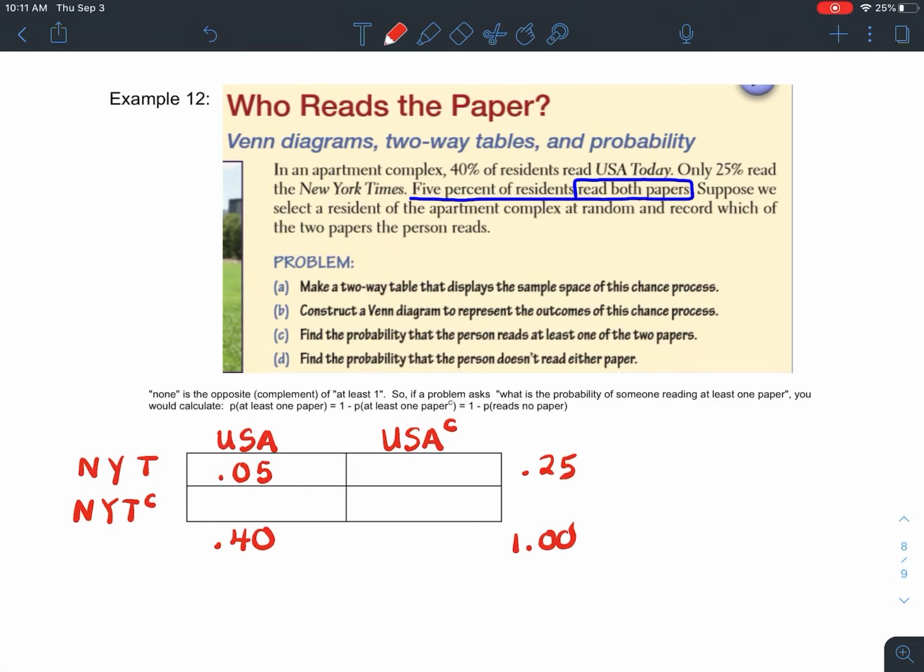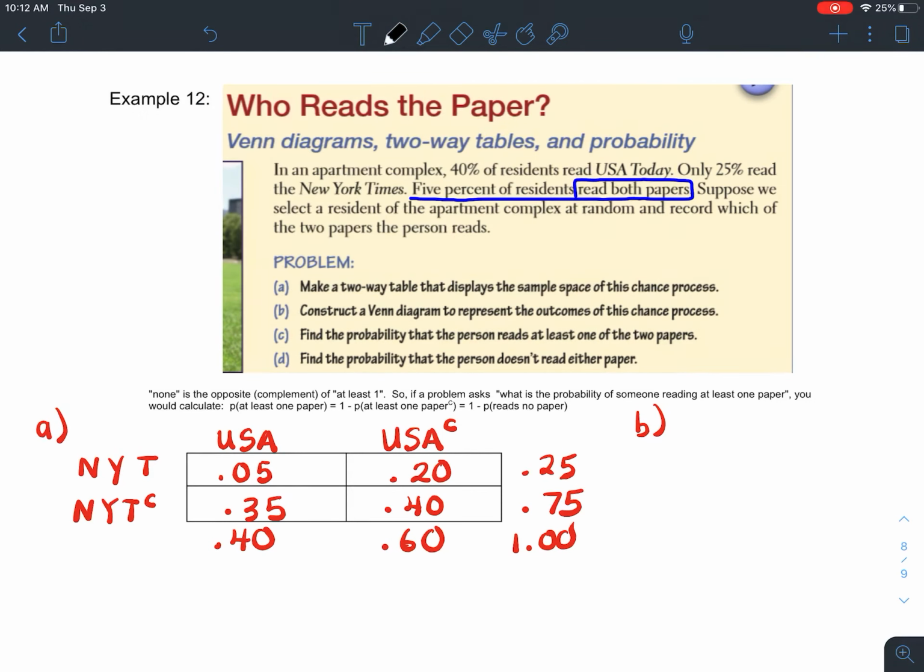Now, the other percentage they give us, and it's really easy to overlook because they chose to spell this out in words instead of giving you numbers, is 5% reading both. So I'm looking for the intersection of USA Today and the New York Times. That would be 0.05. And then now that I know what some of these rows or columns need to total, I can just fill in the missing pieces here. This would have to be 0.75. That makes that 0.4. Okay, so there is my two-way table here.